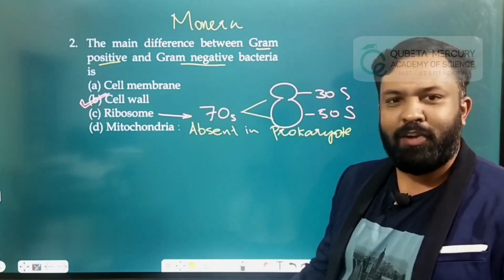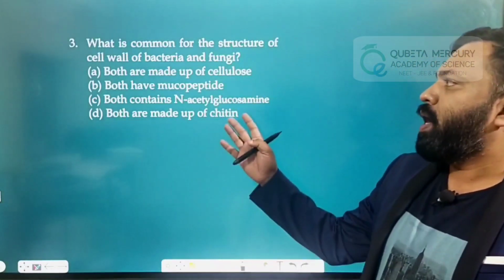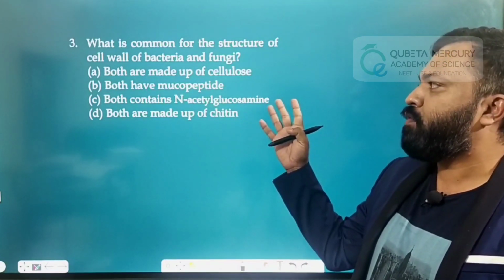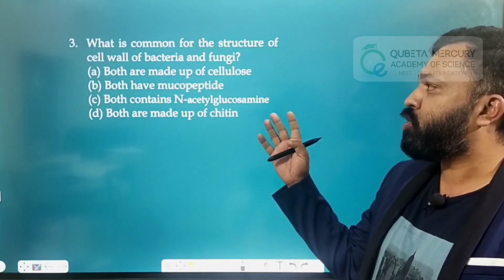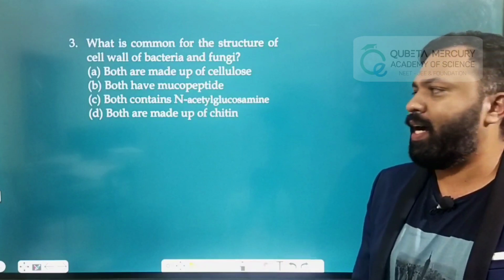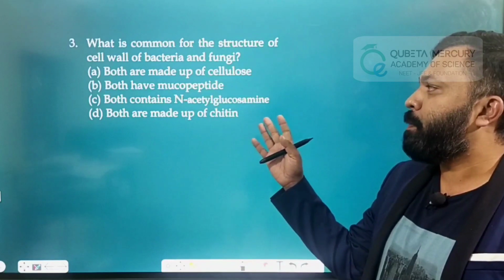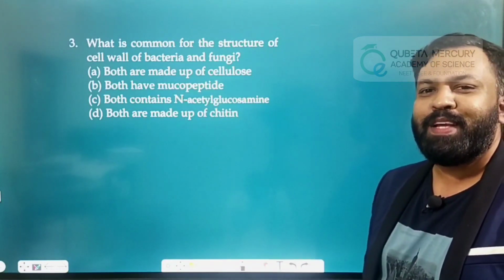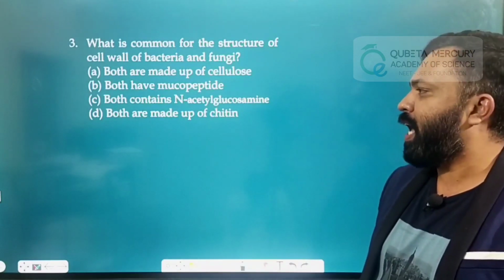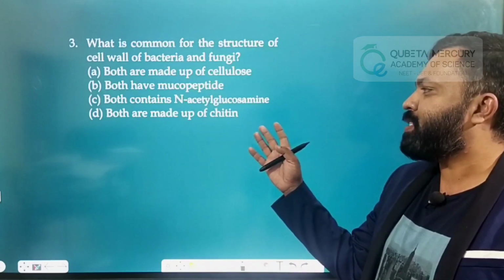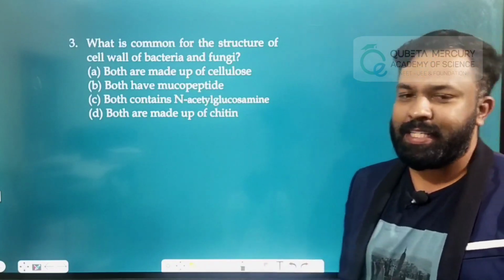Okay, shall we move on to the third question? Here it comes. What is common for the structure of cell wall of bacteria and fungi? Options are here. Option A, both are made up of cellulose. Option B, both have mucopeptide. Option C, both contain N-acetyl glucosamine. And option D, both are made up of chitin.